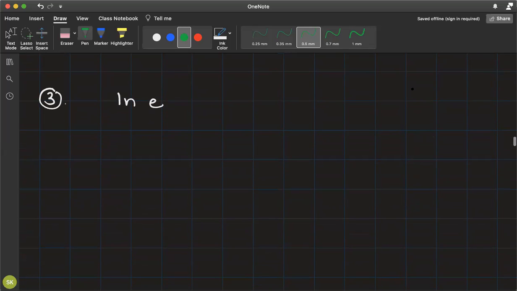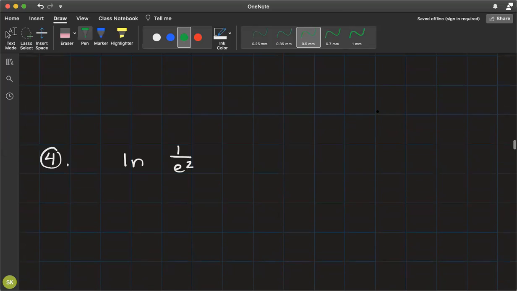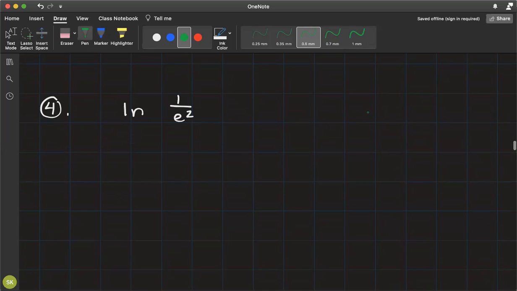What is the ln of e? Again, if you see ln, that means log base e. So what's log base e of e? So e to what power gives me e? Well, that power would be 1. What's ln of 1 over e squared? Well, this is log base e of 1 over e squared. So e to what power gives me 1 over e squared? Well, that would be negative 2.